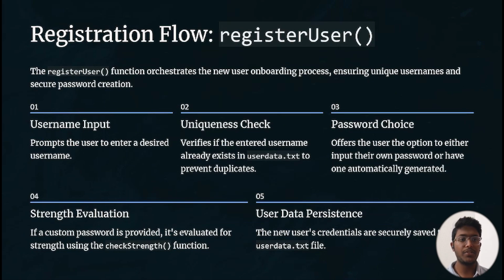In the register user function, there are five steps. First one, username input. The user enters a desired username. Second one, uniqueness check. It verifies whether the entered username already exists or not. Third one, password choice. It offers the user the option to enter their own password or a generated password.